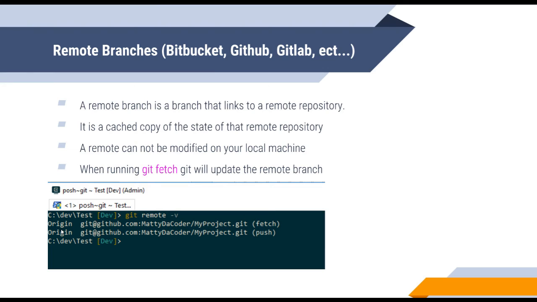Origin is basically the default name for the remote in Git, but it doesn't have to be Origin. It could be whatever you want to call it. And Git will push that to this address here. Obviously, this is an SSH address. If you were using HTTPS, you would have an HTTPS URL here instead.